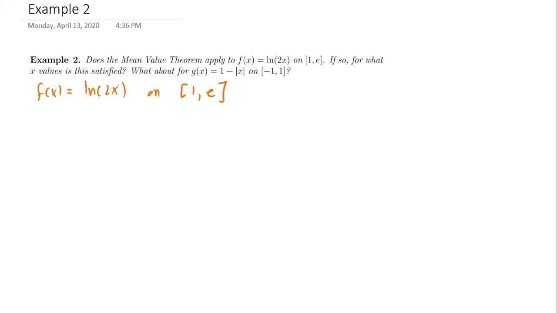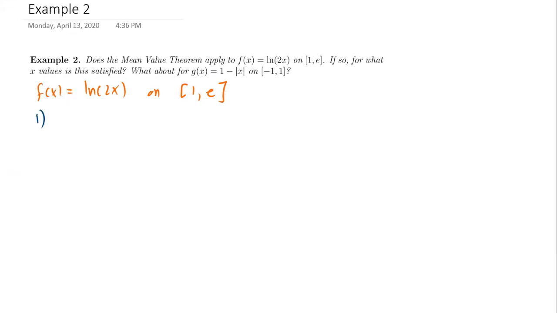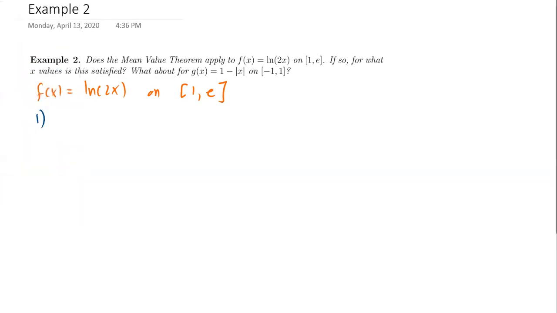So first of all, the two conditions we have to check is that our function has to be continuous on this interval and differentiable on the open interval. Okay, so first, is f of x continuous on the interval 1 to e? Well, it is. Why? Because we know the natural log function is continuous, so let me just do a sort of graph argument.